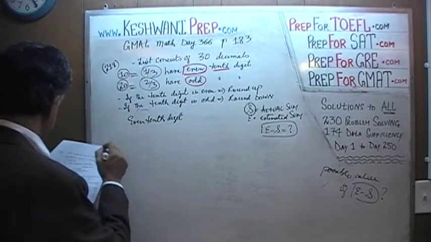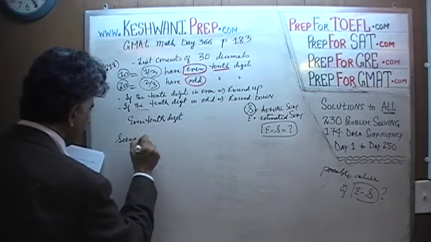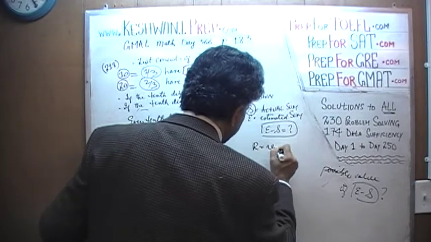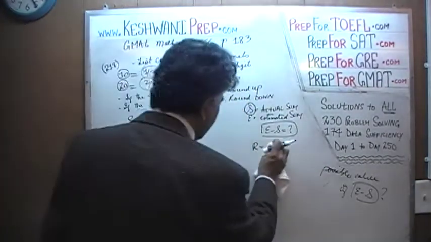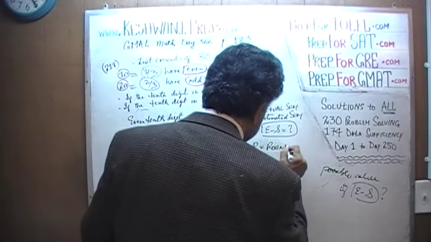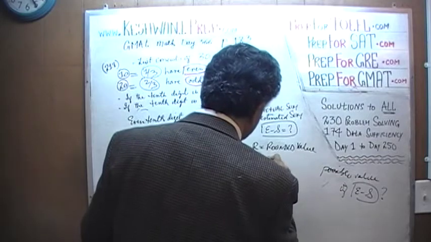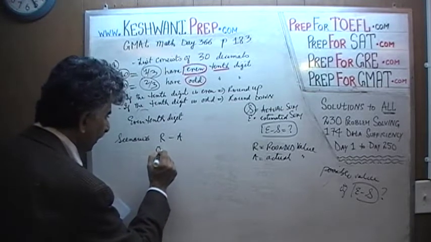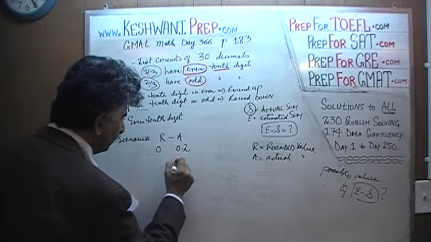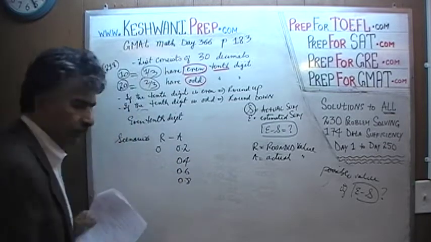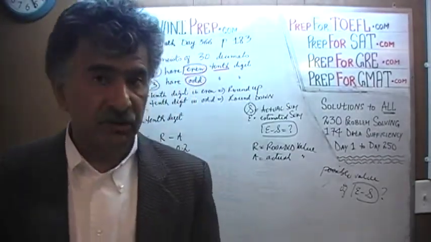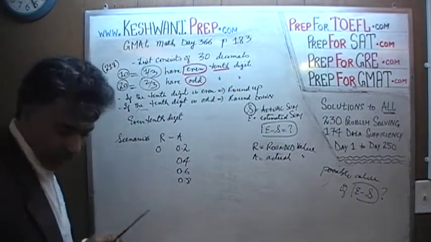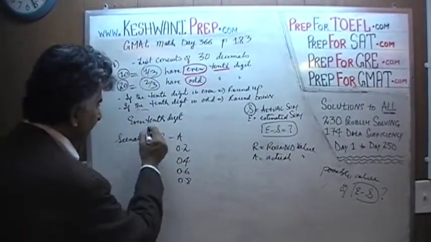Okay, listen carefully here. These are the different scenarios. Here is the actual value. R stands for the rounded value, and A stands for the actual value. So if the actual value happens to be 0.2 or 0.4 or 0.6 or 0.8, we're looking at a very simple scenario. We're not interested in the infinite possibilities. We're looking for the two extremes, the lowest and the highest. If that's the case, then the rounded value, these are the even tenth digits.